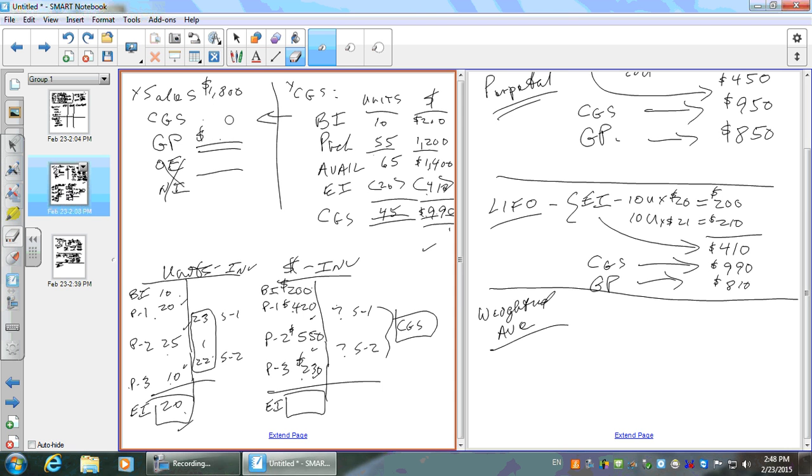For the LIFO that you just did, is that periodic? The 410, 990, and 810? Oh yeah, that's periodic. Absolutely. That's periodic. The only one where perpetual and periodic are the same is FIFO. LIFO, that's periodic. I'll write it down here in a second. Thank you for that clarification. Yes, it is.